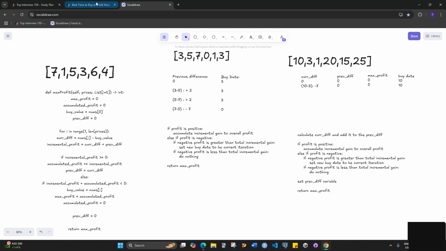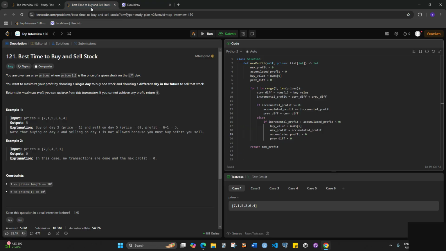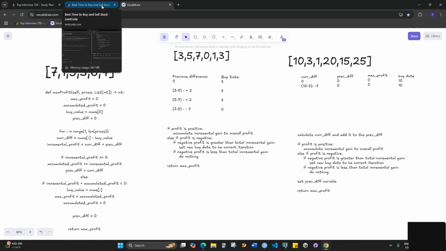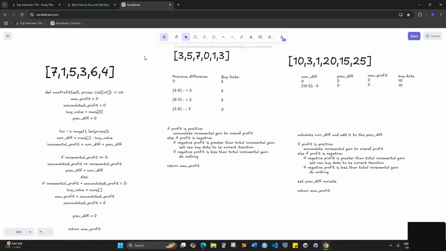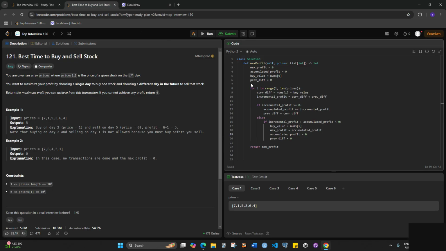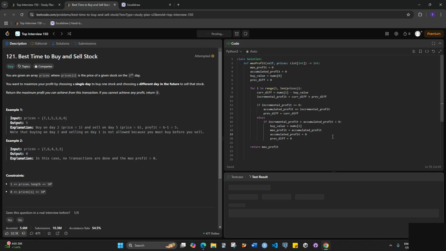And then we set previous diff to be minus 2. And then the next one is going to be plus 3. It's going to be a plus 3. So then plus 3 previous diff is going to incremental profit is plus 1. If it's greater than 0, accumulated profit is going to be plus 5. Okay, sure. Let's just try run it and see if it works.